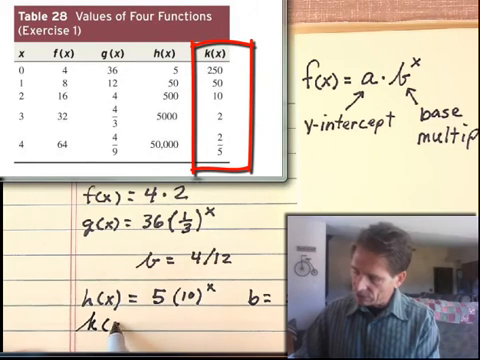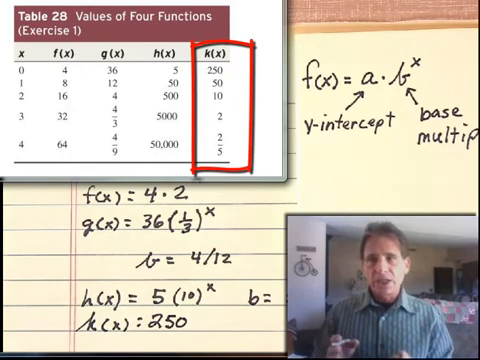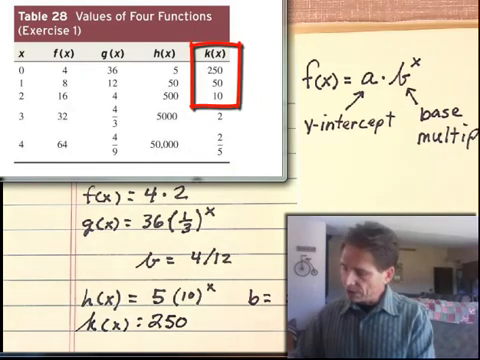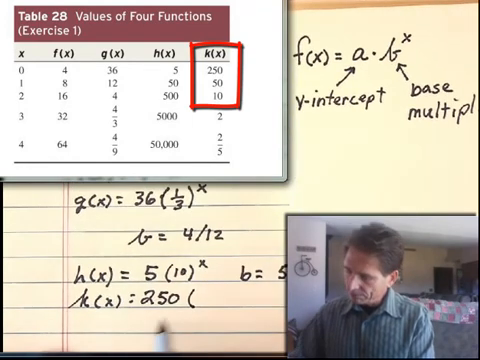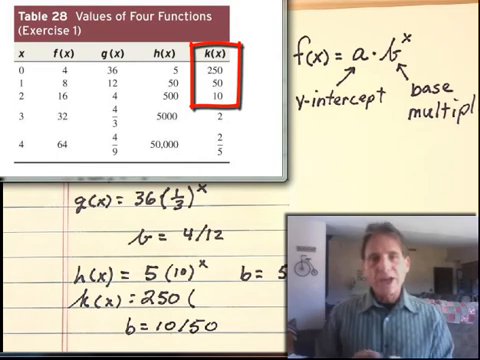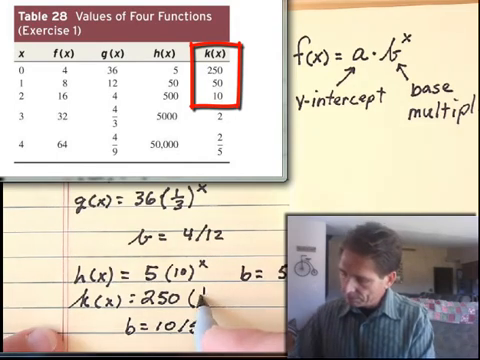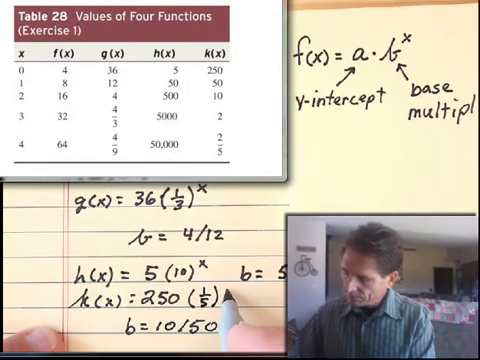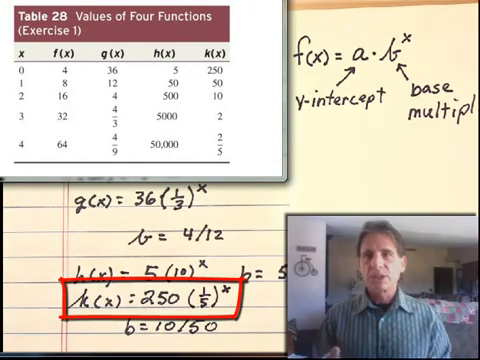And finally, k begins at a y-intercept of 250. So therefore, k of x would be equal to 250. Next, we need the base multiplier. Again, let's start with 10. So to find the base multiplier, I'm going to do 10 divided by the previous one, which is 50. Well, that fraction is simply 1/5. And there's k of x, which completes this problem.